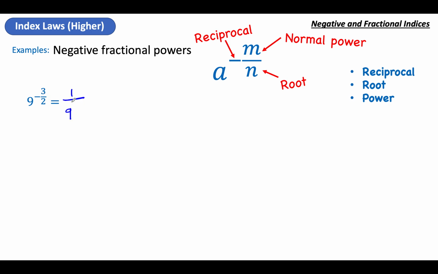Now I've used the negative, so my power is now 3 over 2. I've got a 2 underneath. That means it's a square root because it's a 2. So we'll do the square root of 9, which is 3. I've used up that bit of the power. The only bit that's left is the power of 3. So it's 1 over 3 cubed. 3 cubed is 27. 1 over 27.